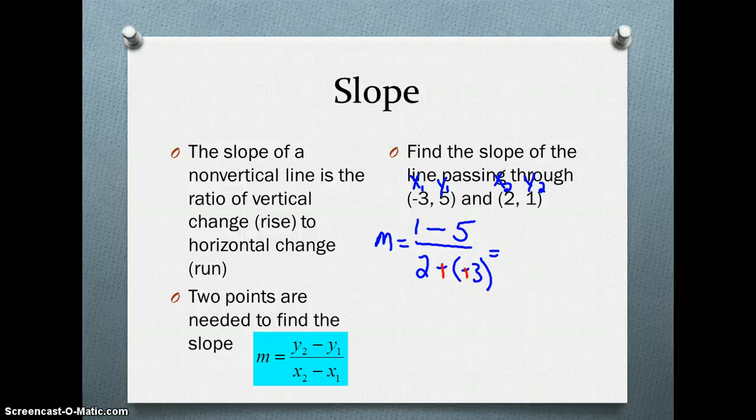1 minus 5 is -4. 2 plus 3 is 5. So the slope going through -3, 5, and 2, 1. Ooh, I'm sorry. I said 5 but wrote 4. It's -4/5. So that's how we calculate the slope. You can use that formula every single time.